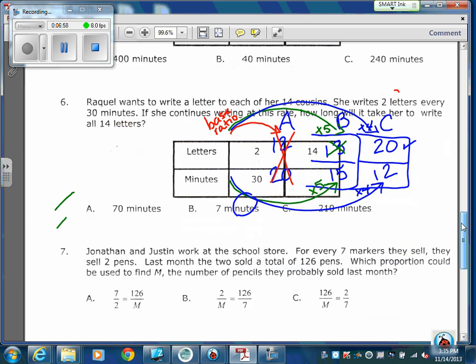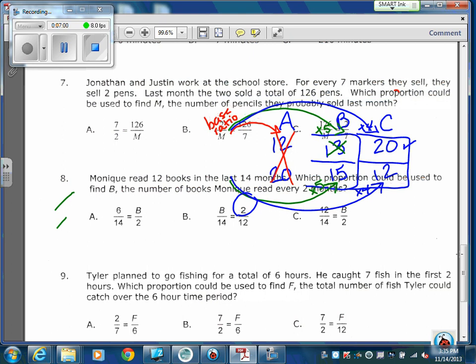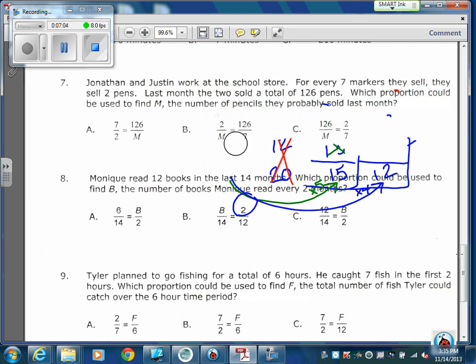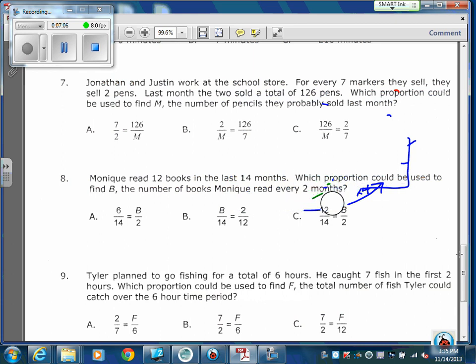Then we look at some that are already set up for us. Like if you look at number 7, they give us the information, but they are asking which setup is correct. I still want to make sure I'm writing my own and then comparing. So I bring out the information that's important first. It says for every 7 markers, they sell 2 pens. Last month, the store sold a total of 126 pens.